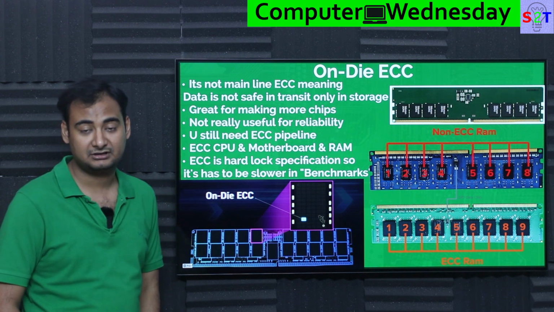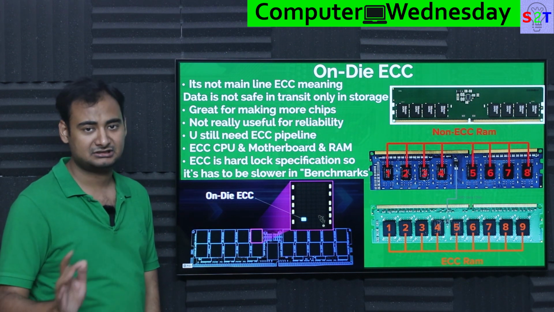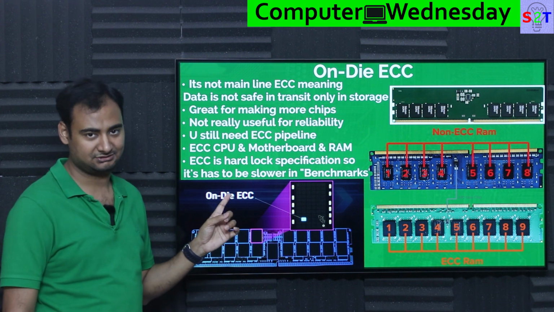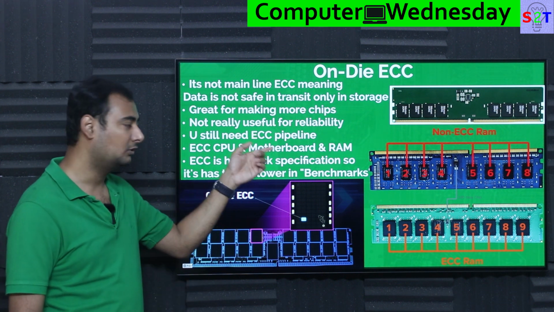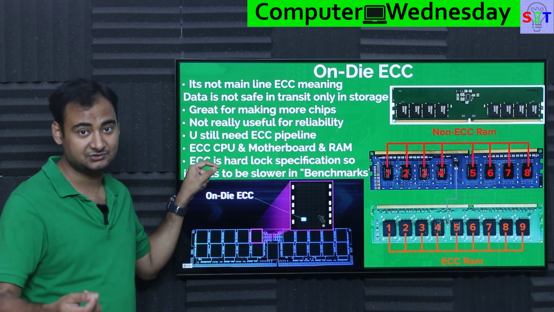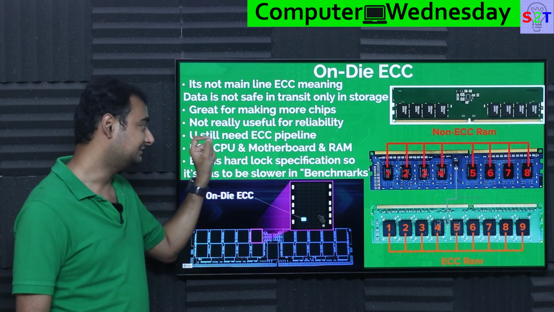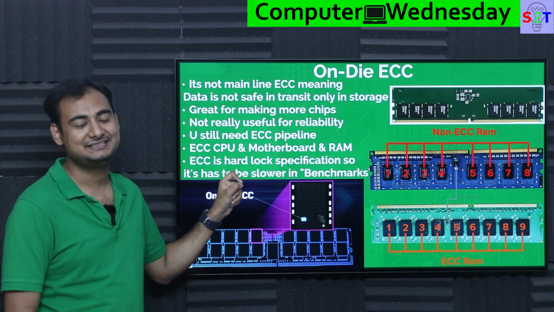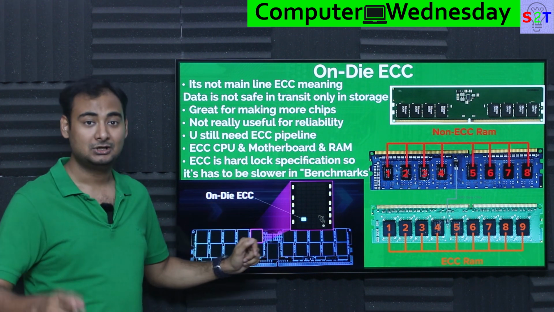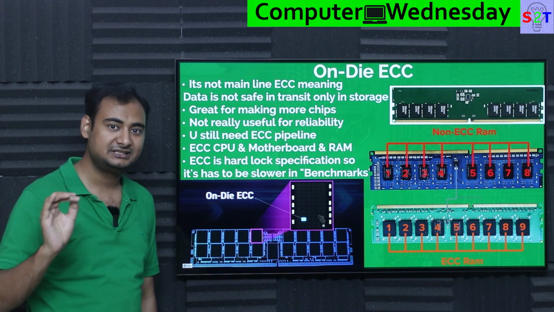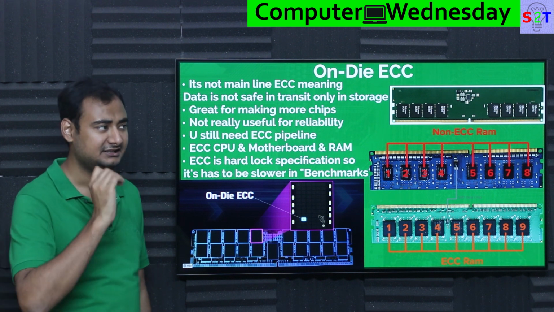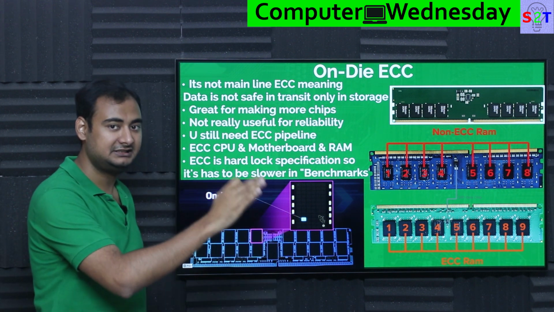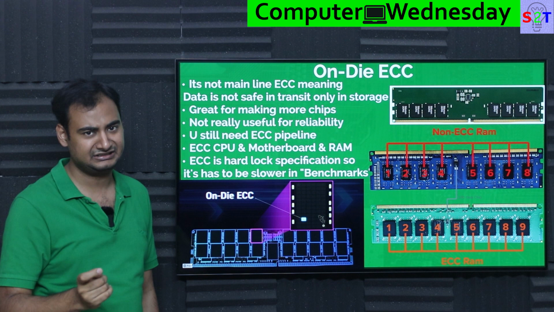Now, is it helpful from a reliability point of view? A little bit, yes, but not completely. Servers will still not rely on this. Why? Well, you need the whole pipeline. You need an ECC CPU, that's why there are ECC CPUs. You need a motherboard, that's why there are ECC-supported motherboards. Then you have RAM. Only if all three are there can the CPU have extremely high confidence: I sent the data correctly, and the data I retrieved is still not tampered.